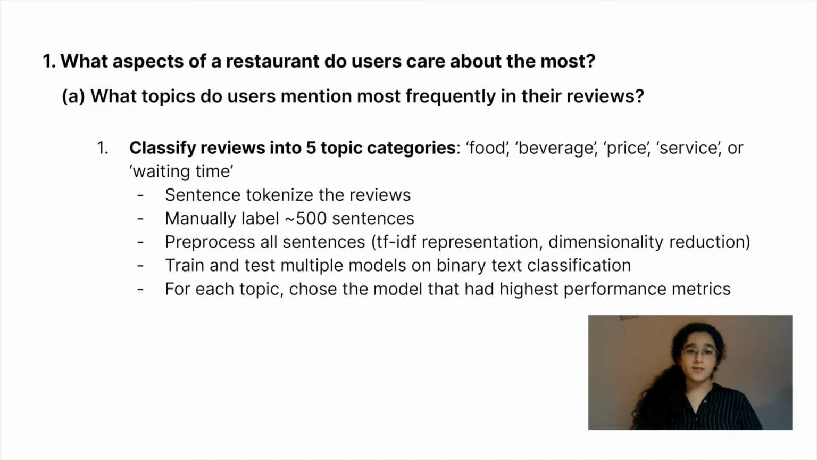We pre-processed all sentences by calculating their TF-IDF representation to find out the relative importance of each word in a sentence in a collection of reviews. Then we use singular value decomposition to reduce the number of features or dimensions that represent each sentence. The pre-processed labeled sentences serve to train and test multiple models on binary text classification, whether or not a sentence is about a particular topic. Finally, we choose the model with the highest performance metrics.